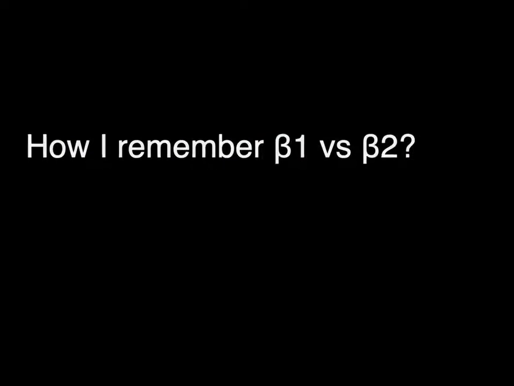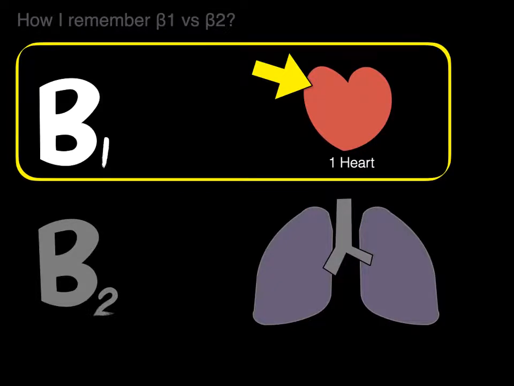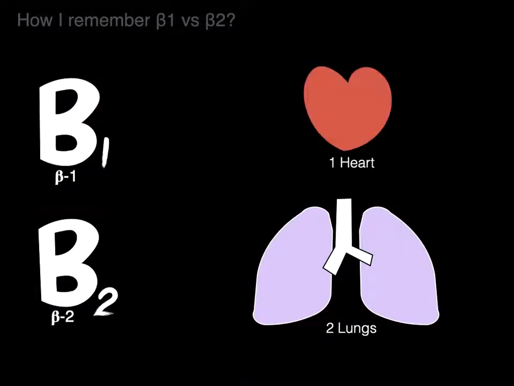Now, how do I remember what beta 1 does versus beta 2? This is how I remember it. You have one heart and you have two lungs. Beta 1, beta 2. I hope that's helpful.